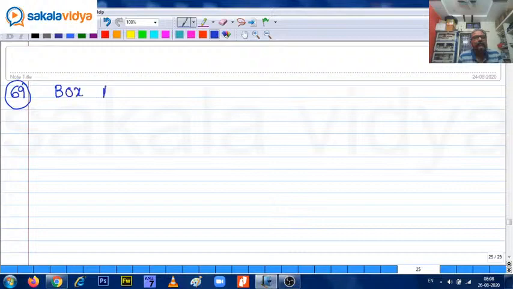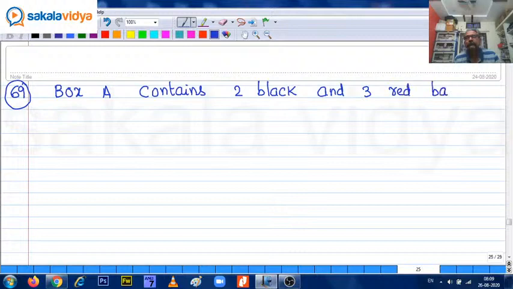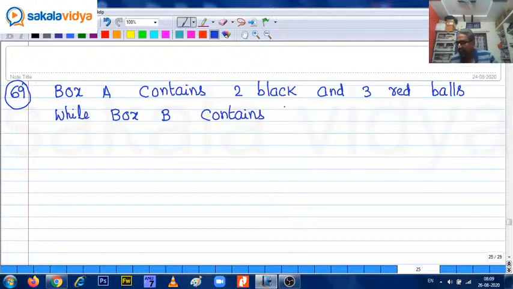Box A contains 2 black and 3 red balls, while box B contains 3 black and 4 red balls.